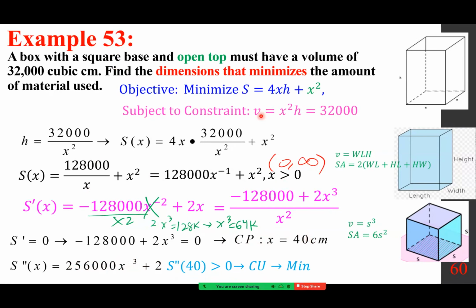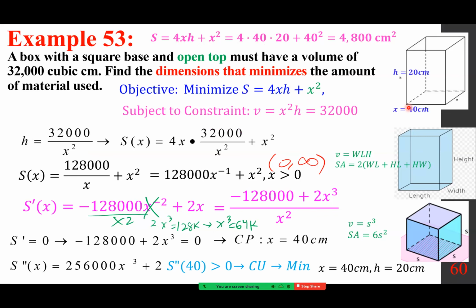You use either this formula or this formula. If you plug in 40 squared, and then you find the h to be 20, those are the dimensions. They haven't asked for the material. You can plug in, however, those values, and this is the minimum amount of material we need.